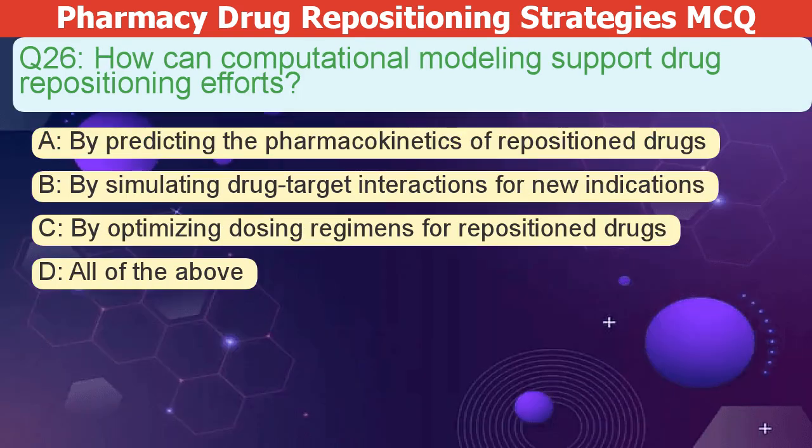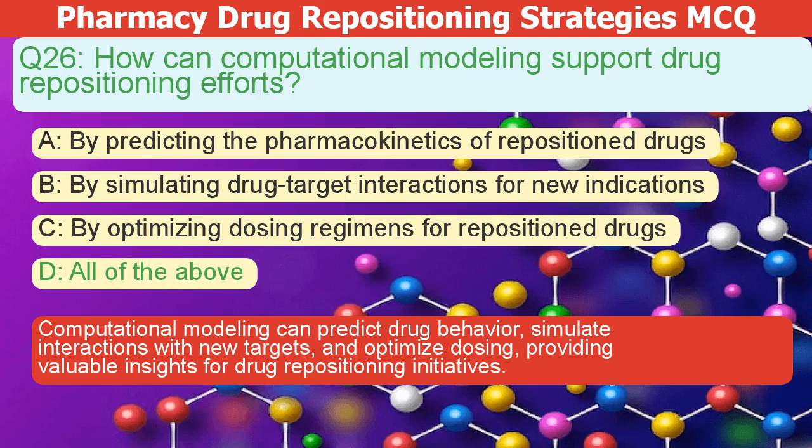How can computational modeling support drug repositioning efforts? A. By predicting the pharmacokinetics of repositioned drugs. B. By simulating drug-target interactions for new indications. C. By optimizing dosing regimens for repositioned drugs. D. All of the above. The correct answer is D. Computational modeling can predict drug behavior, simulate interactions with new targets, and optimize dosing, providing valuable insights for drug repositioning initiatives.